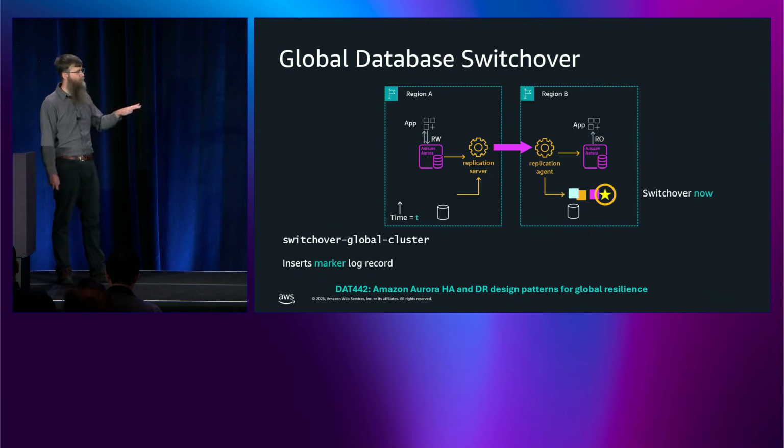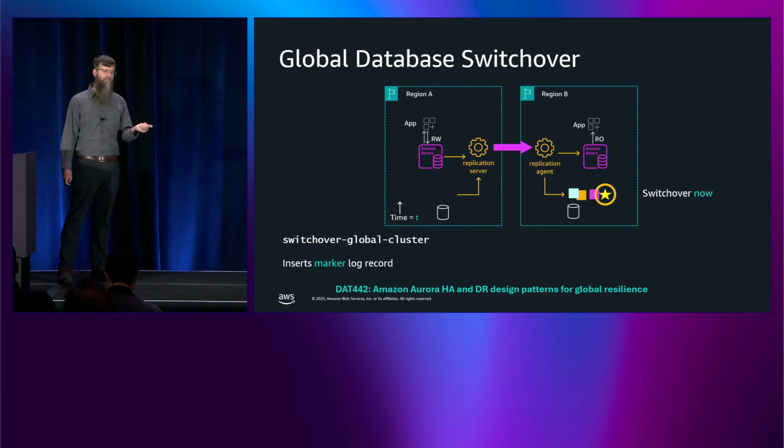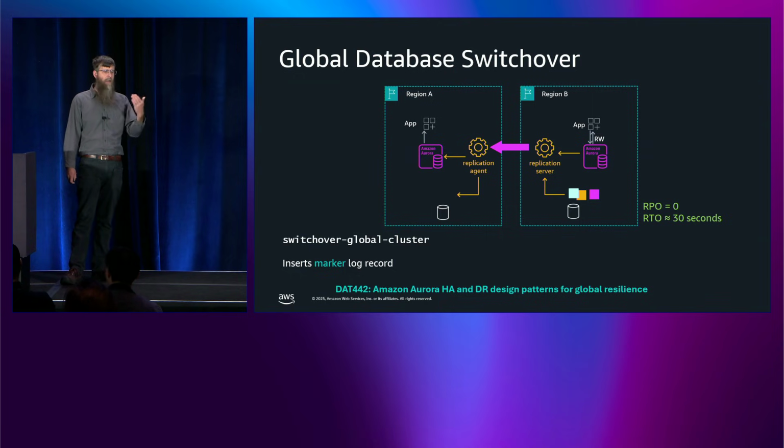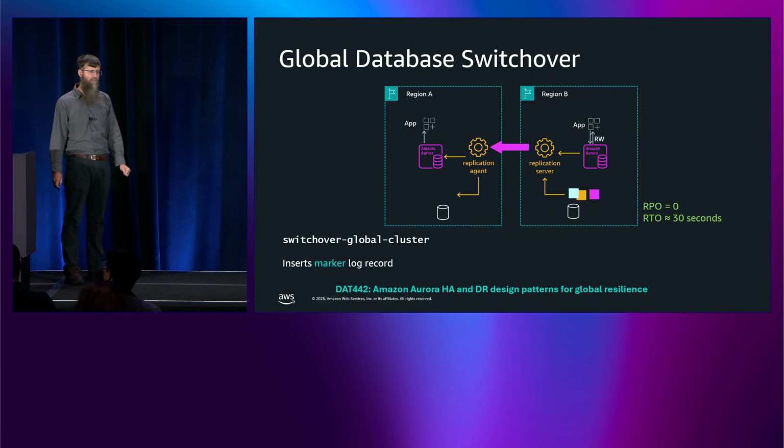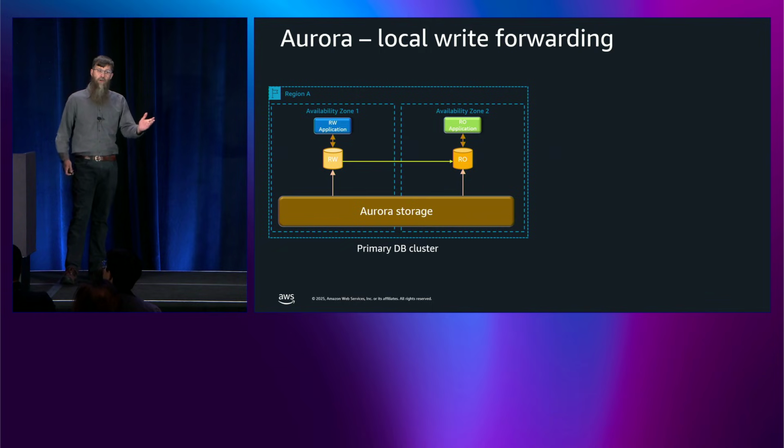So we can use this log-based architecture of Aurora to get really fast switchovers. We can get RPO of 0, because we're not losing any data, and an RTO of about 30 seconds. If you'd like to learn some more about this, then there's DAT441 you can watch the recording of, because it happened yesterday. All right. So local write forwarding.